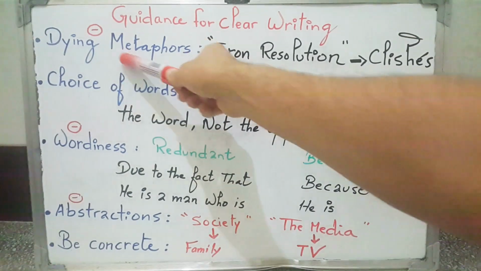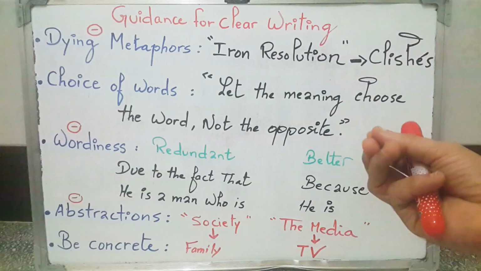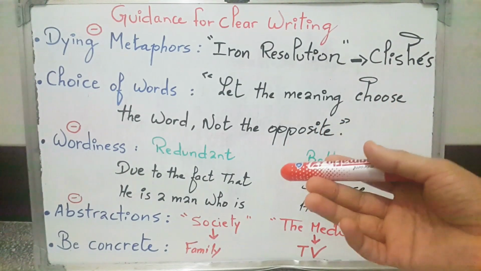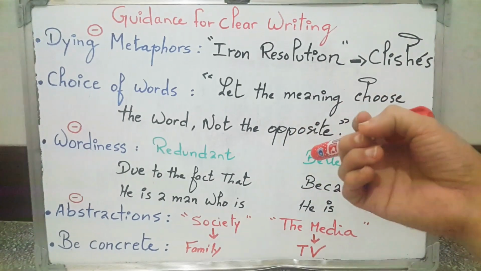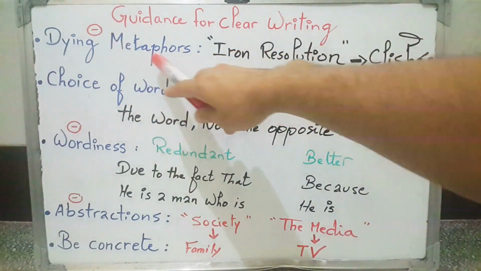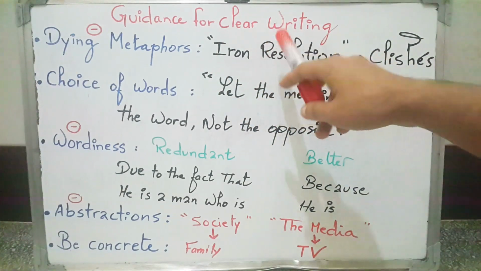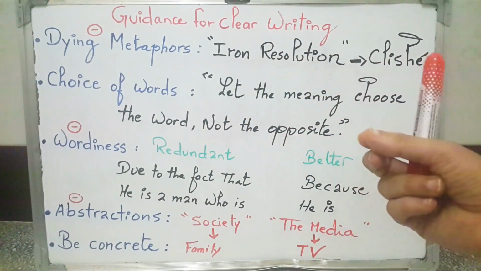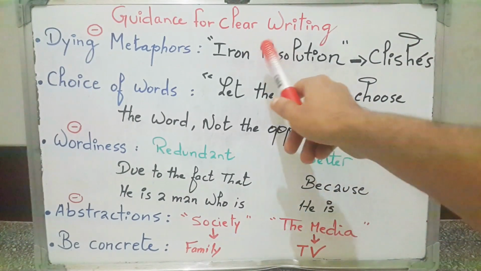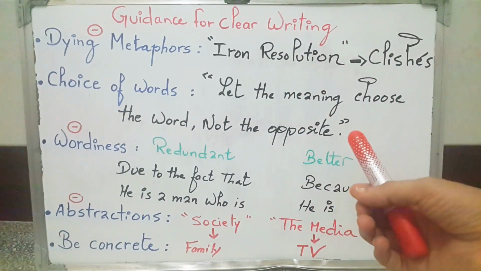Well, so I consider a dying metaphor the first culprit. It is a metaphor which has lost all evocative power and is merely used because it saves people the trouble of inventing phrases for themselves. And iron resolution is an example of a dying metaphor. This is basically a collocation, but the idea here is that it is a resolution that is unbreakable or impregnable. So iron resolution is used so often that it loses its strength.